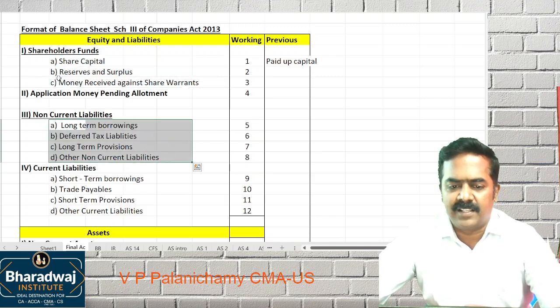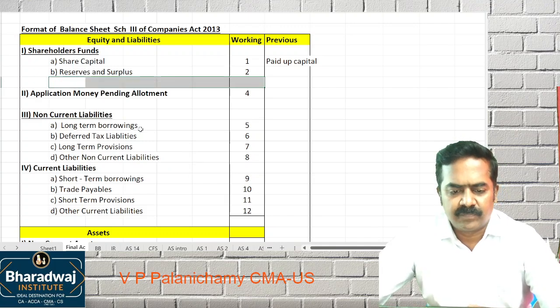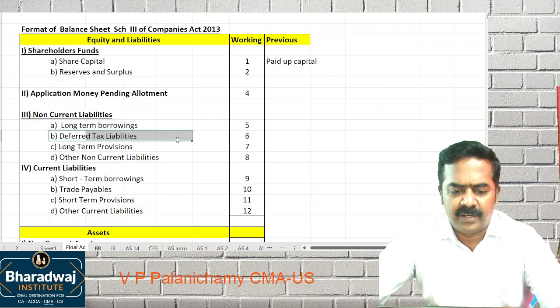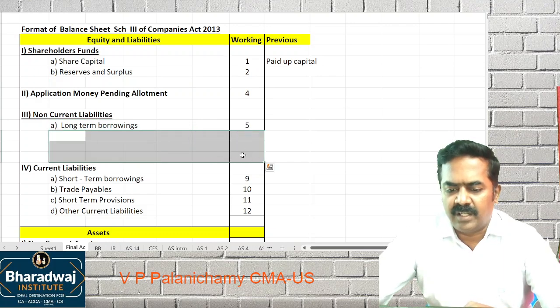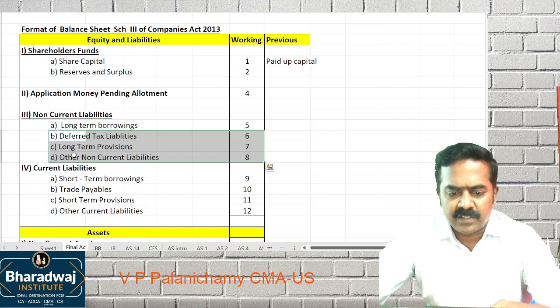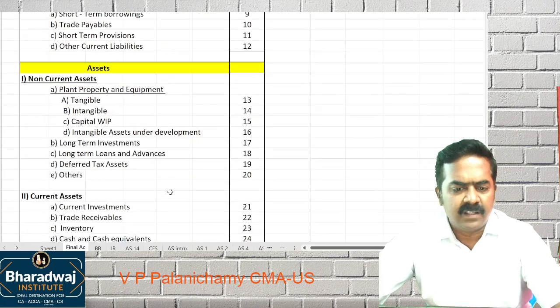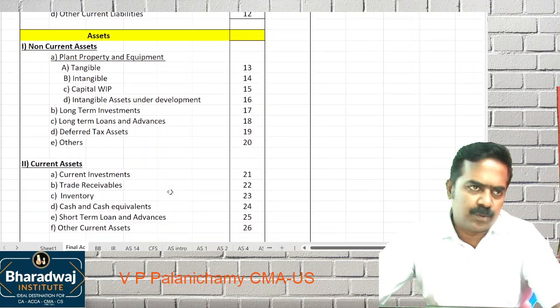For example, in the exam question, money received against share warrant is not given. Don't write it. They have not given anything about deferred tax liability or long-term provision. They've given only long-term borrowing, write only that much. Okay. So subheadings, you write only when such financial items are given in your question paper. Same way, non-current assets and current assets also.